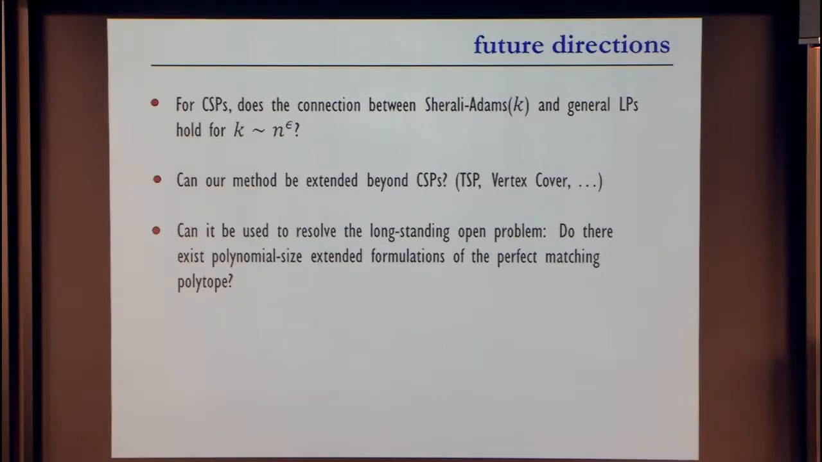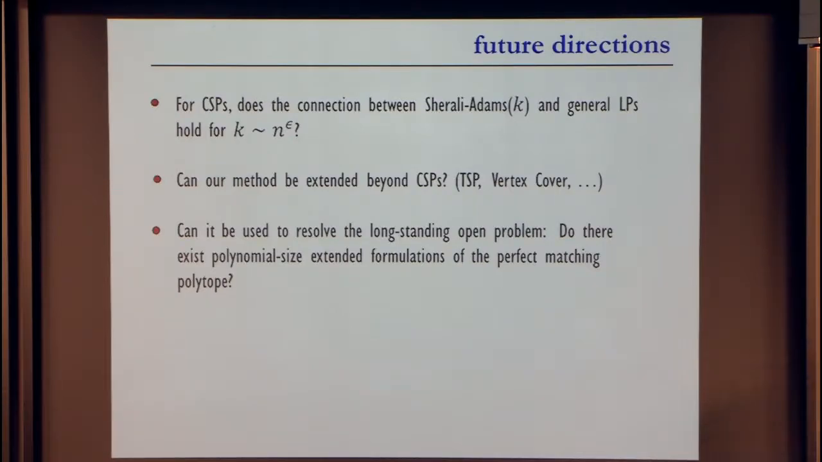Okay. Can this be used to resolve this original problem of Yannakakis on the size of linear programs for the perfect matching polytope? So Yannakakis proved that any symmetric linear program for perfect matching has exponential size, but generalizing this to arbitrary linear programs has been open since his paper.